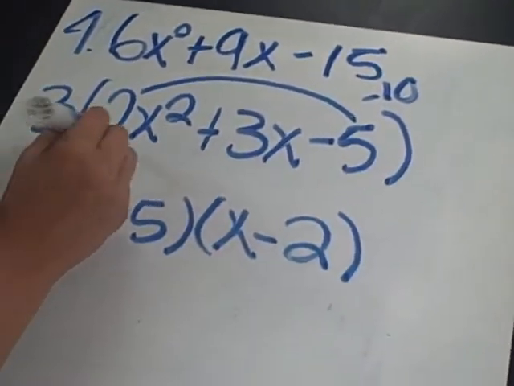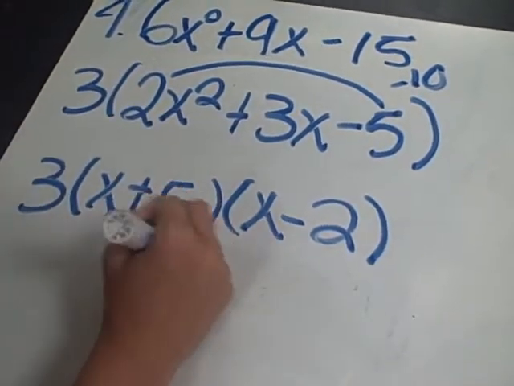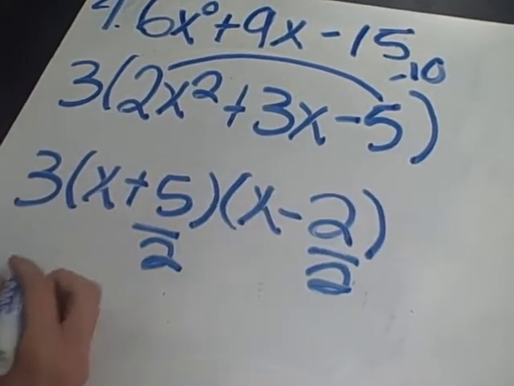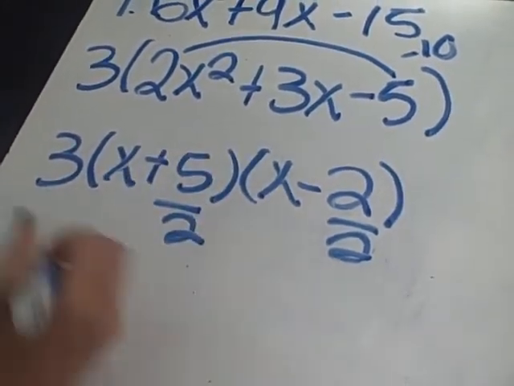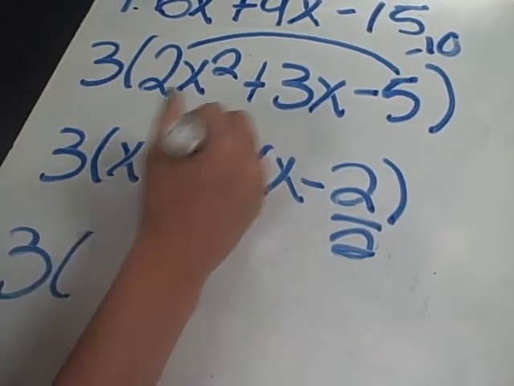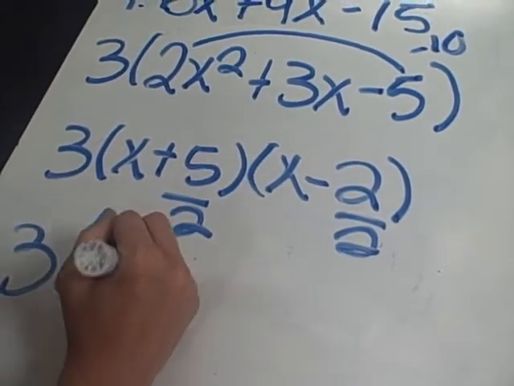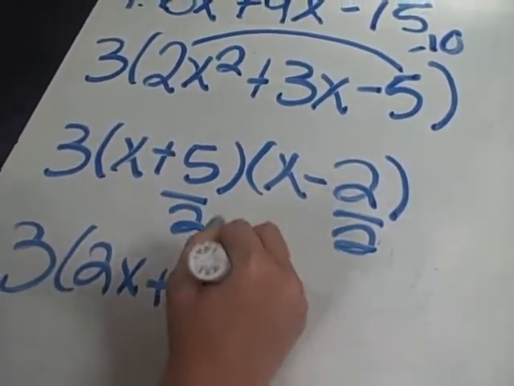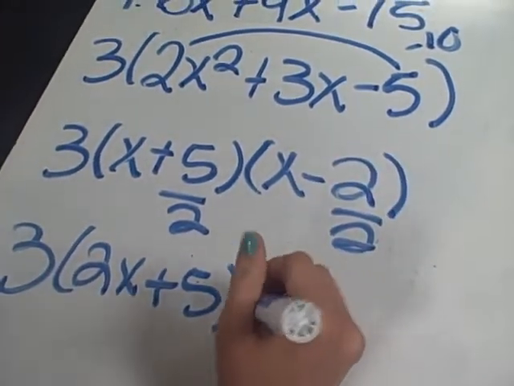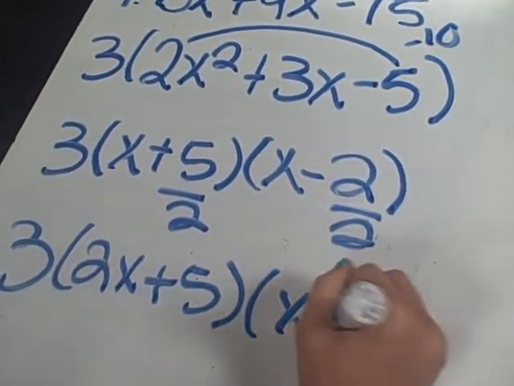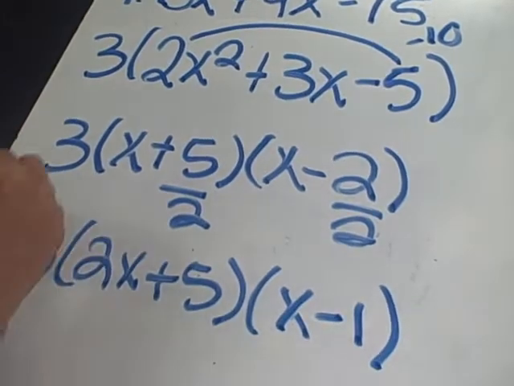And because we used the Lizzie method, we have to divide by 2 on both sides. When 2 does not go into it, you bring down your 3, and since 2 does not go into 5, you bring it over here, which is 2x plus 5. And 2 divided by negative 2 is 1, so that's just x minus 1. And that is your equation.